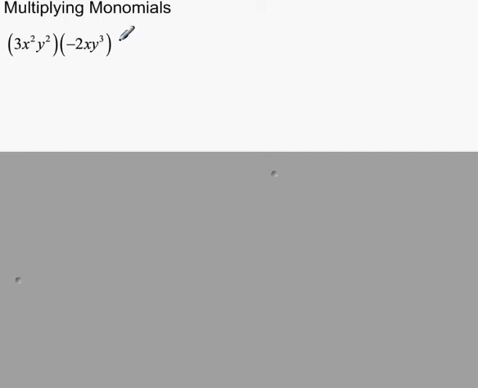To multiply monomials, we need to break this down and see what's actually going on in the problem. The first monomial can be written as 3 times x for the x squared and times y for the y squared. We're going to multiply that by a second monomial, which has a negative 2 as a coefficient, times 1x, and then 3y's.